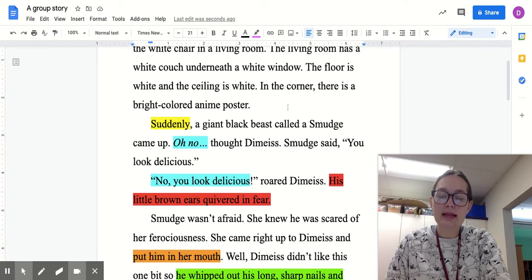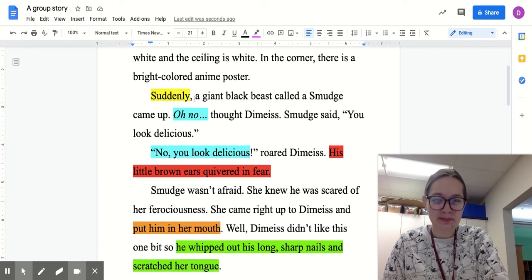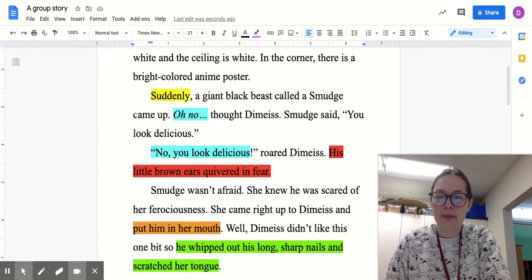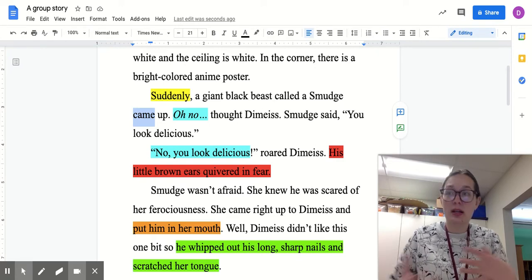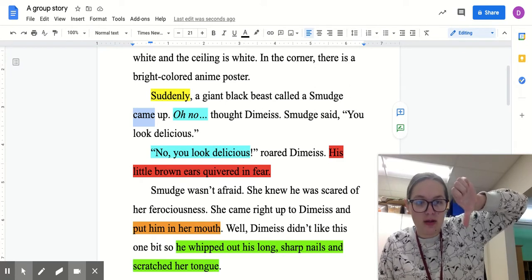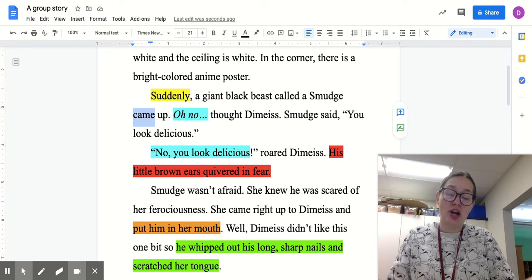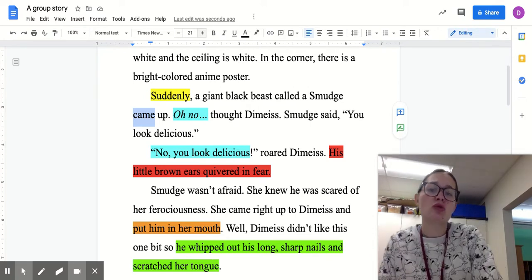All right, let's keep going and see if we can find some more verbs that we can change to be more interesting. Suddenly, a giant black beast called a smudge came up. Came is a verb, right? If you can come somewhere, you can walk there. But I'm thinking that came is not a good verb. It's boring. It came up. Does that tell you any way of how this giant black beast called a smudge came up? It doesn't. It just says she came. So I'm going to highlight this pink.